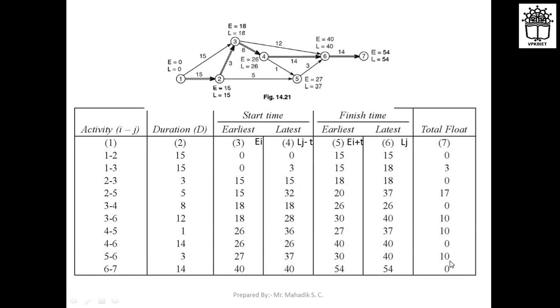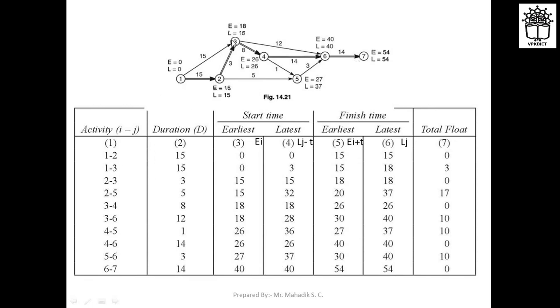Now why is it necessary to calculate the float? Actually this float will give us the critical path from the given network, right? Which one is the critical path? Because with the help of this diagram you can say that 1 is your starting activity and 7 will be the ending activity.